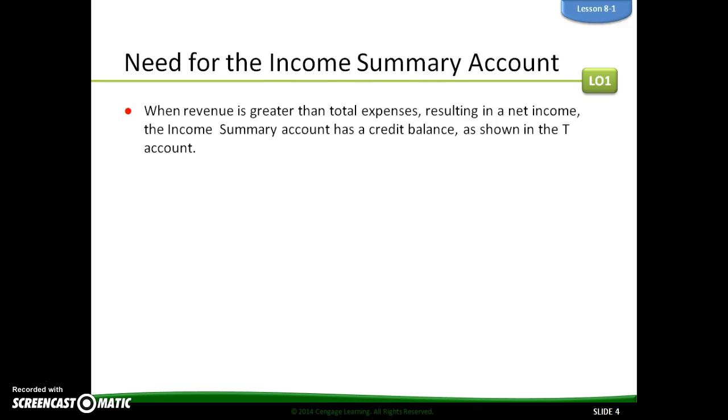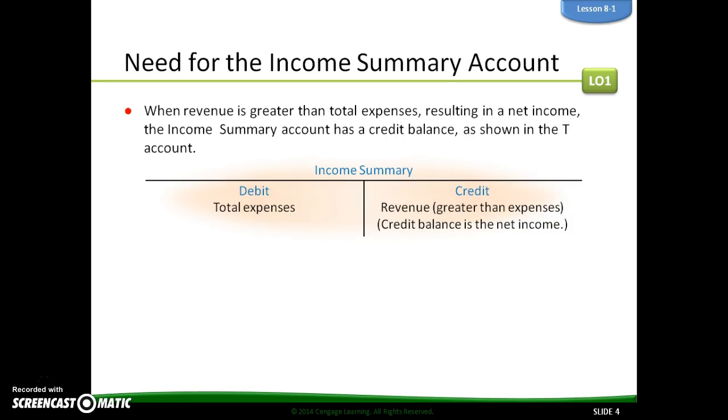Now, there's also an income summary account. And whenever revenue, so money coming into the business, is greater than the total expenses for the time period, this means we have net income. And the income summary account is what we use then to transfer the money that we know has come into the business into the owner's capital account.